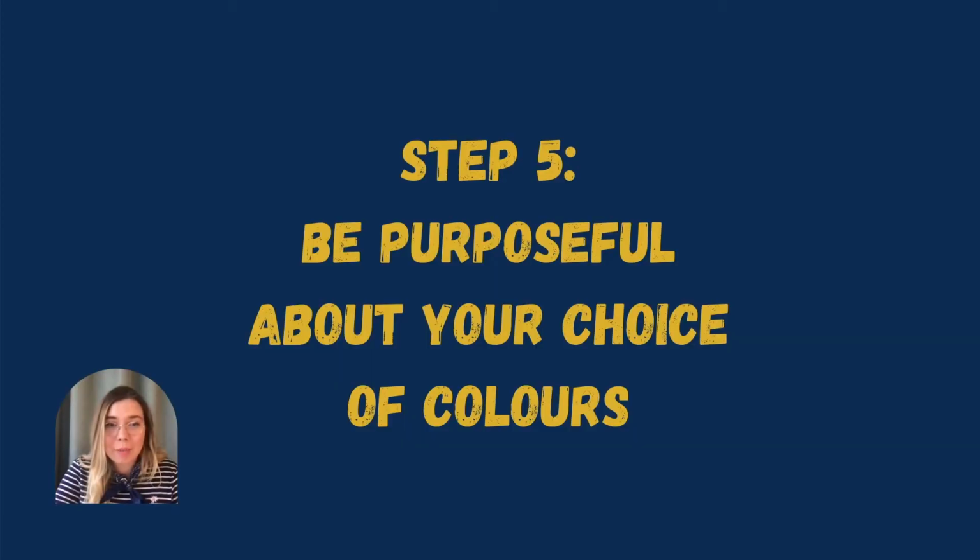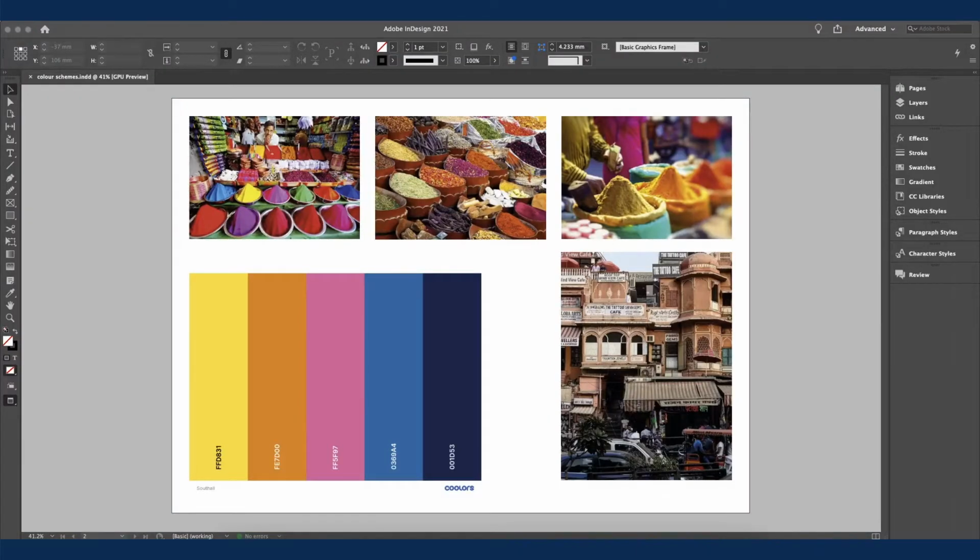Step 5, be purposeful about your choice of colors. Create a color palette from the context of your project. Consider the mood that you want your piece to have. If you're not good with colors, you can look at artists that inspire you.